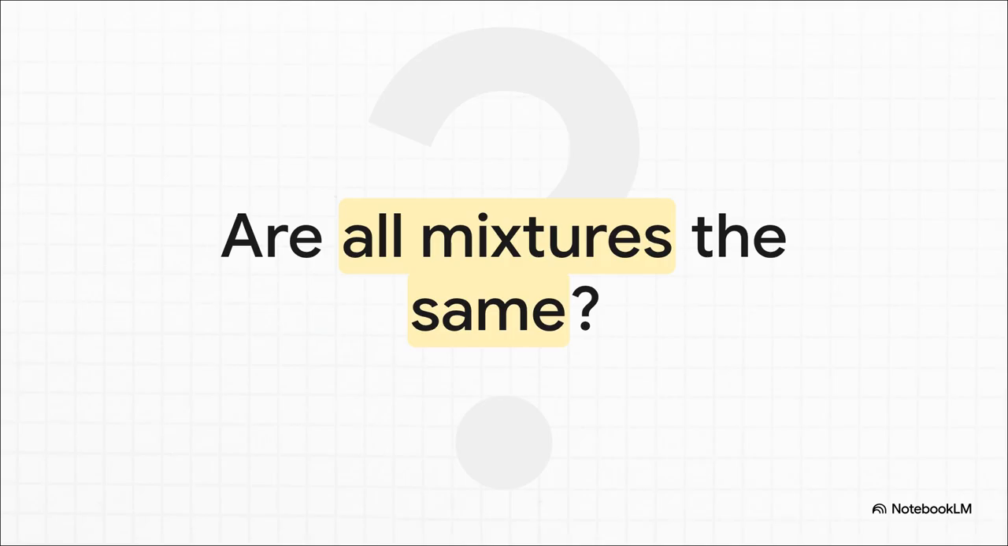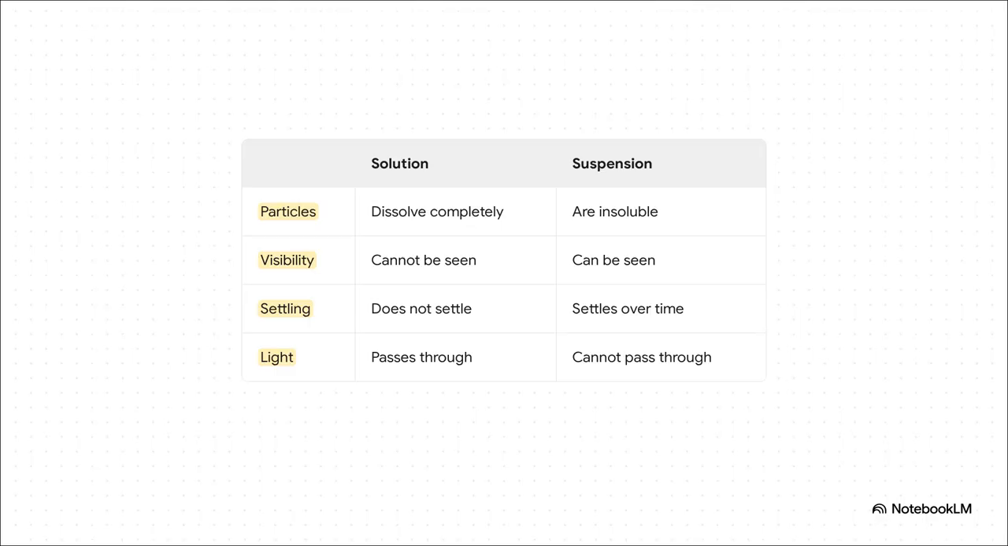So, are all mixtures the same? I mean, think about it. If you stir salt into water, it disappears. If you stir sand into water, it just swirls around and then sinks. Both are mixtures, but they're obviously not the same. Let's look at what's going on. So on one hand, you have a solution, like salt water. The stuff you're adding, the solute, dissolves completely. The particles are so tiny you can't see them and they'll never settle out. Light just shines right through.